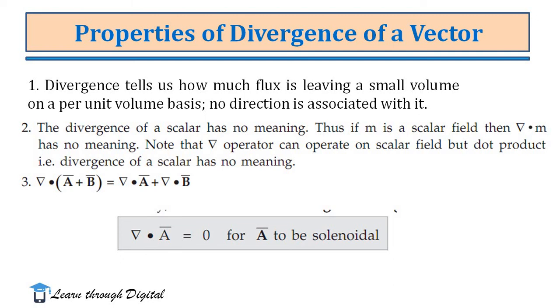The third property is del dot of A vector plus B vector is equal to del dot A vector plus del dot B vector. Another most important property is that if the divergence of any vector field is 0, then the vector field is said to be a solenoidal field. Mathematically, it is represented as del dot A vector equal to 0 for A vector to be solenoidal.